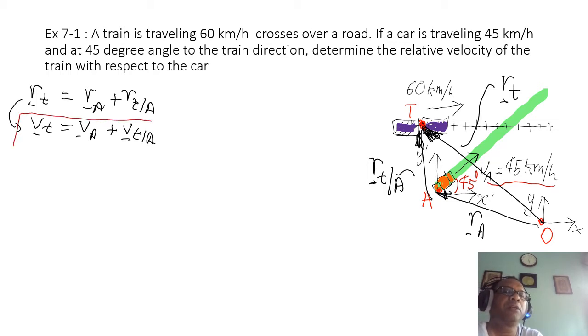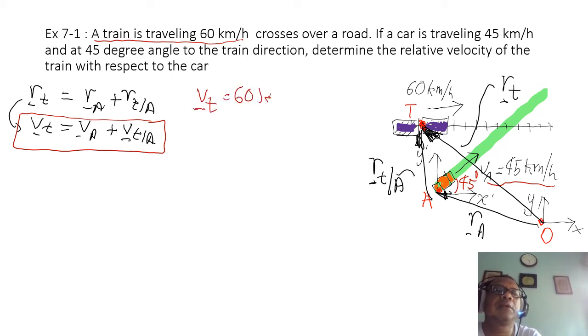Before that, what are the data that we have? We've got the velocity of the train. The train is traveling 60 km/h to the right. So we've got V train equals 60 km/h. What is the direction? Direction is to the right, positive x. So we will use the unit vector I. So 60 kilometer per hour.